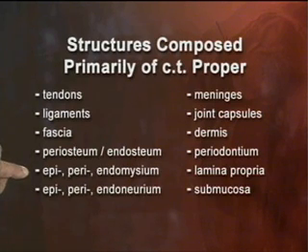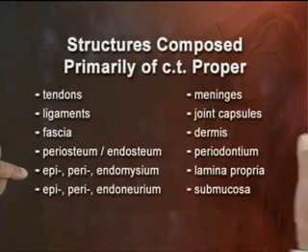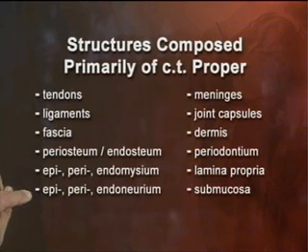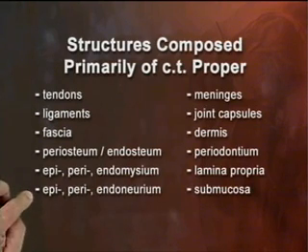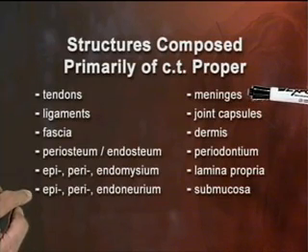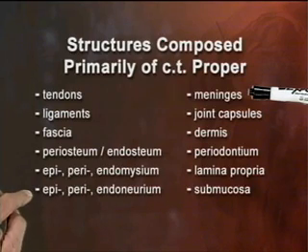Epimysium, perimysium, and endomysium are names given to the connective tissue proper encasements around muscles. Epimysium being around the whole muscle, perimysium being around a bundle of fibers within the muscle, and endomysium being the encasement of individual muscle cells. The epi, peri, and endoneurium are connective tissue encasements associated with nerves in the same sort of way that the encasements were that we just mentioned in regard to muscle tissue. The meninges are in fact the connective tissue encasements of the brain and spinal cord.